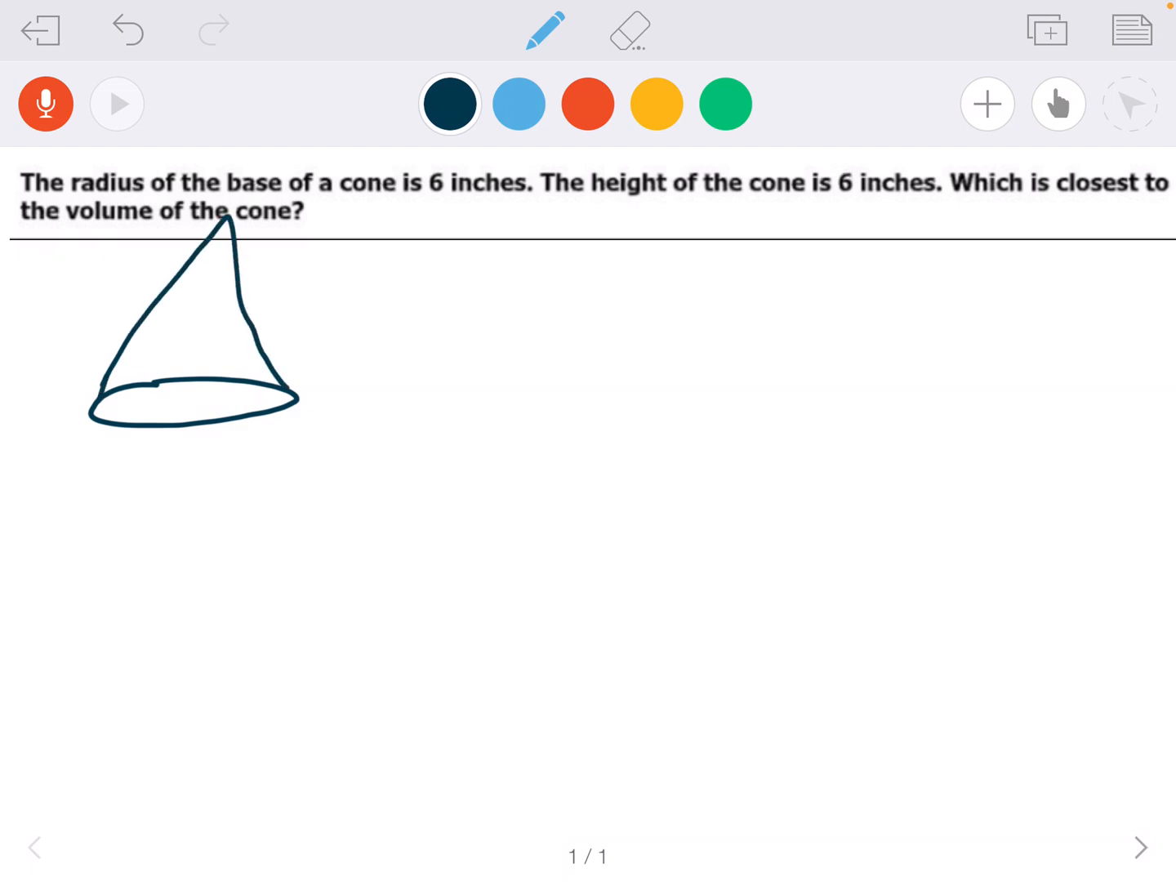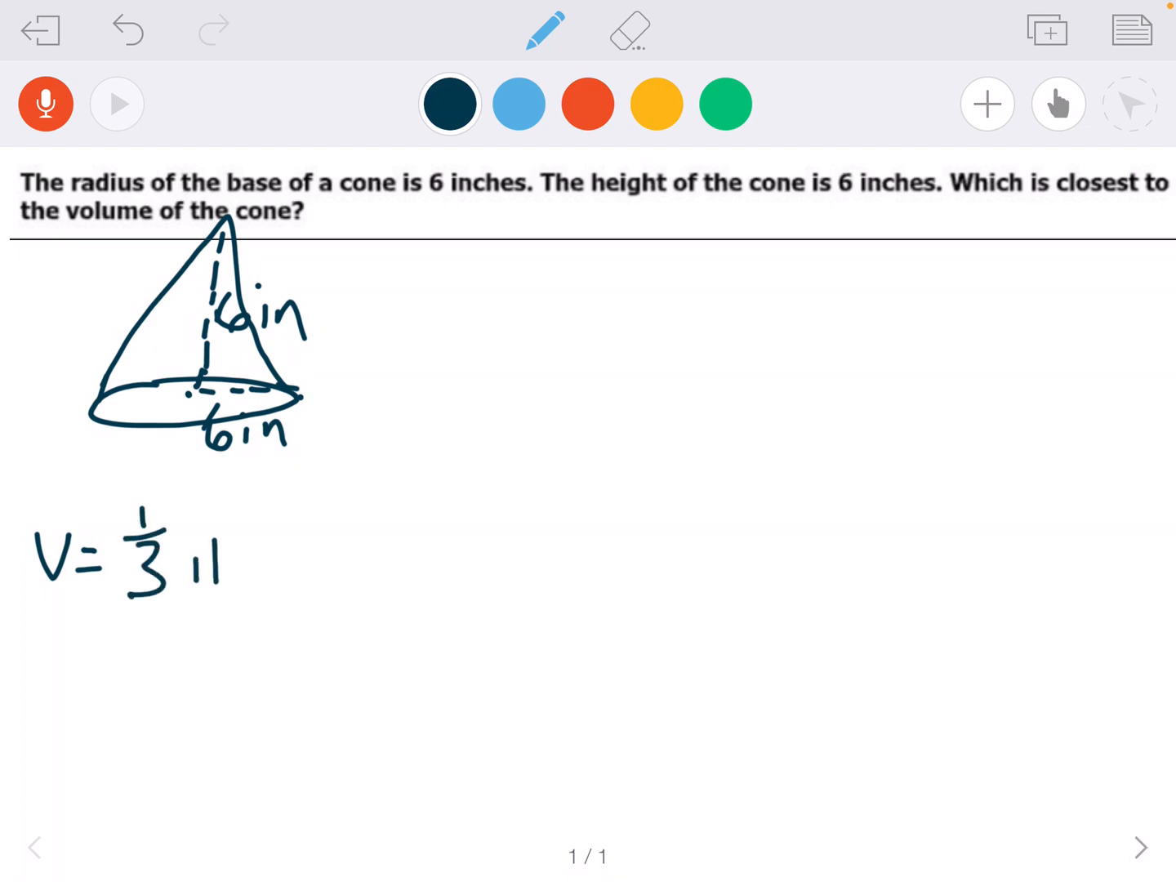So we have a cone. This is going to be a very rough drawing, but a cone looks something like this. It says the radius of the base of the cone. In this cone, we have a height, and then it hits the bottom, or the base, and then we have a radius. The radius is 6 inches, and it also tells us the height is 6 inches. So, very rough drawing, but that is our cone.